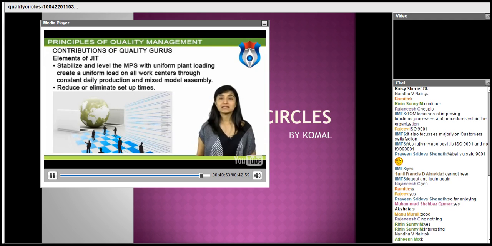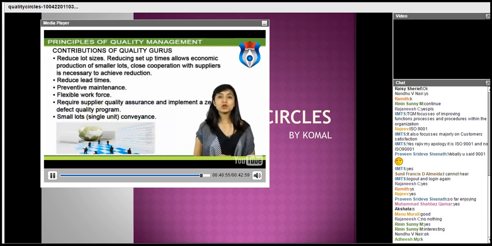Reduce or eliminate setup times. Reduce lot sizes. Reducing setup times allows economic production of smaller lots. Close cooperation with suppliers is necessary to achieve reduction. Reduce lead times, preventive maintenance, flexible workforce, require supplier quality assurance, and implement a zero defect quality program. Small lots, single unit, convenience.